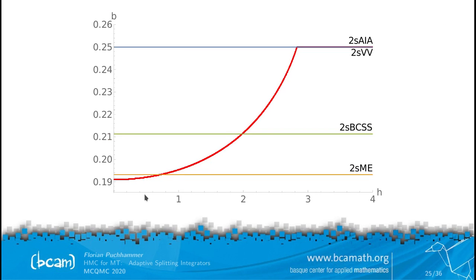So in the x-axis we have the time step. On the y-axis we have the integrator parameter b, and we see that basically it just gets adapted with respect to time, and at the end, at a certain point, it is the same as the two-stage velocity Verlet to keep the stability limit interval maximal.